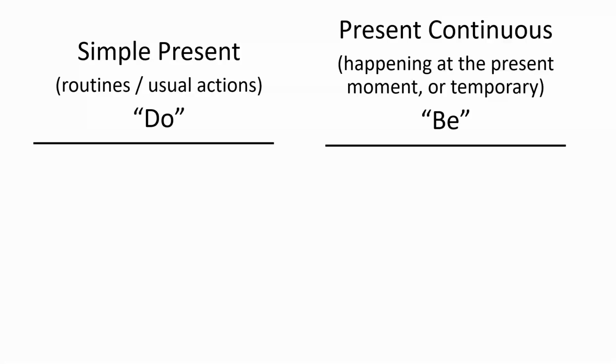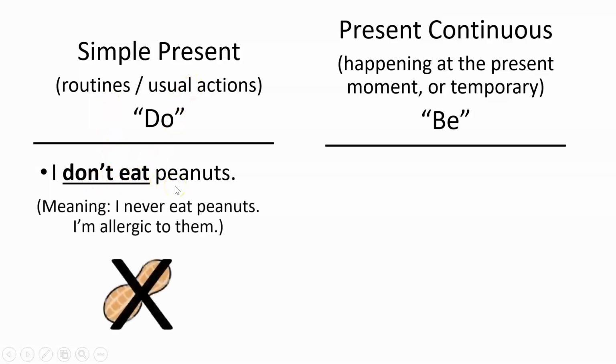Now, what happens when we have an action verb? In that case, we can actually make our sentence with both of these tenses. For example, I can say, I don't eat peanuts. Now, eat is an action, right? So if I put eat in the simple present tense, that means that's a routine, or that's usual for me, that I don't eat peanuts. So the meaning here is probably, I never eat peanuts. Maybe I'm allergic to them. I don't eat them all the time. Always, I don't eat them.